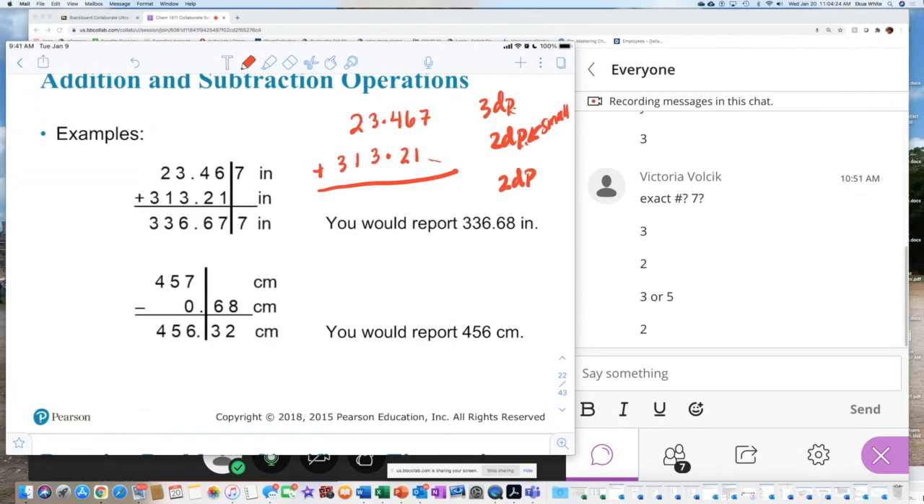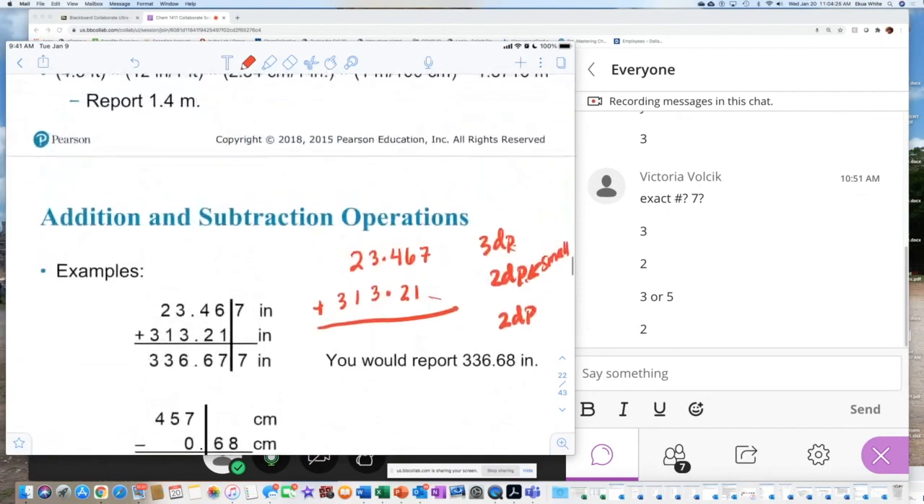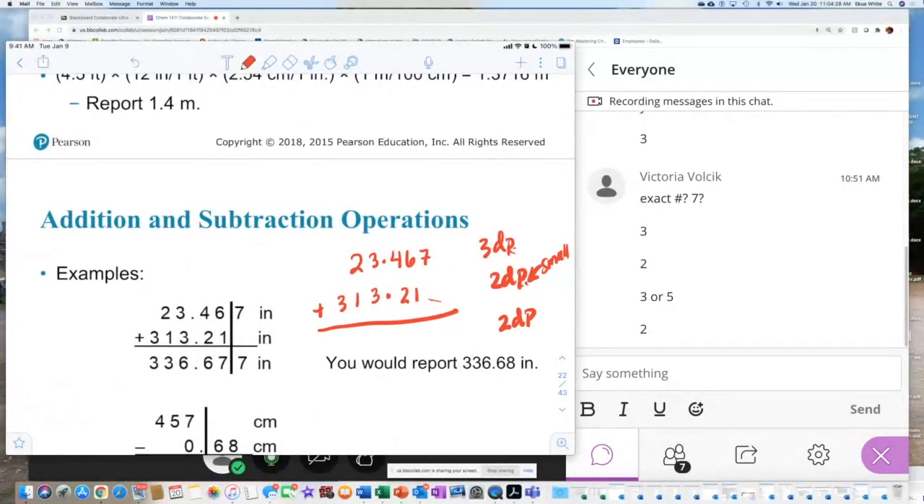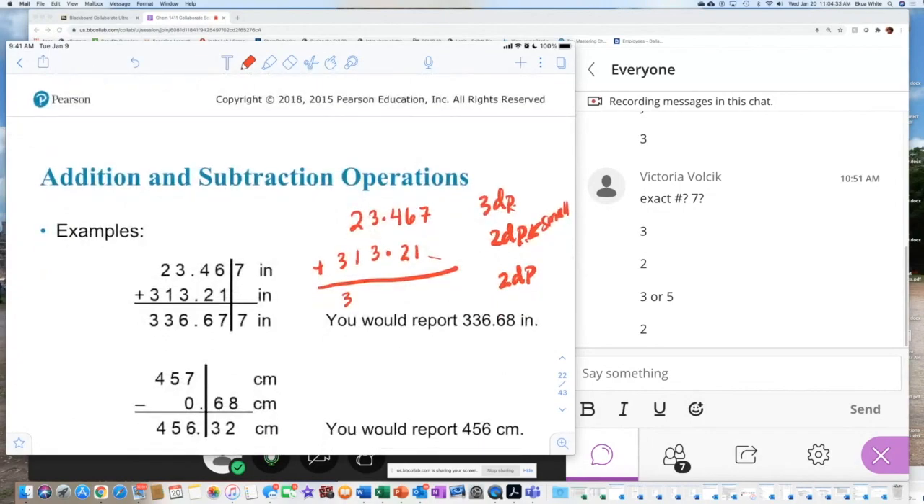Okay, so I use my calculator. Yes, it's been said and I know it's been recorded. I use my calculator. So I added these 2 numbers, right? And I got 3, 3, 6, dot, line up all the decimal points, then 6, 7, 7. But we said my answer can only have 2 decimal places. So you're counting from the right. This 7 needs to go.